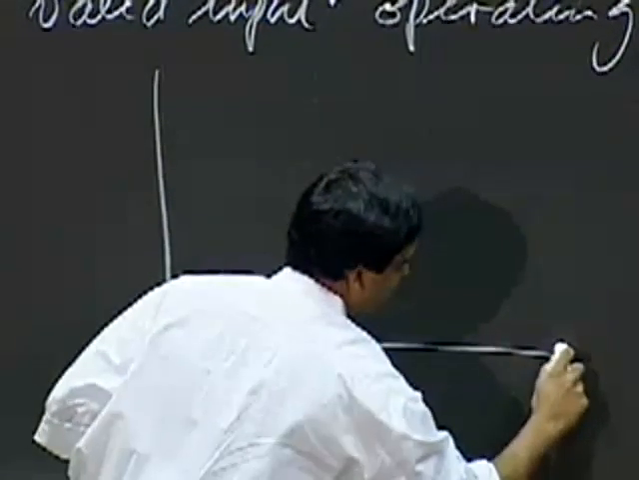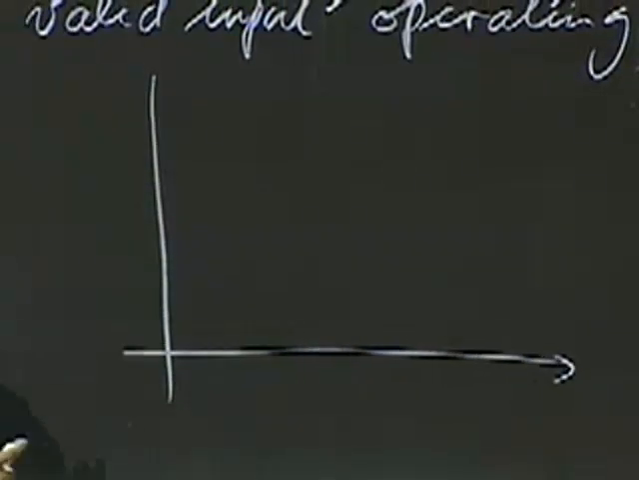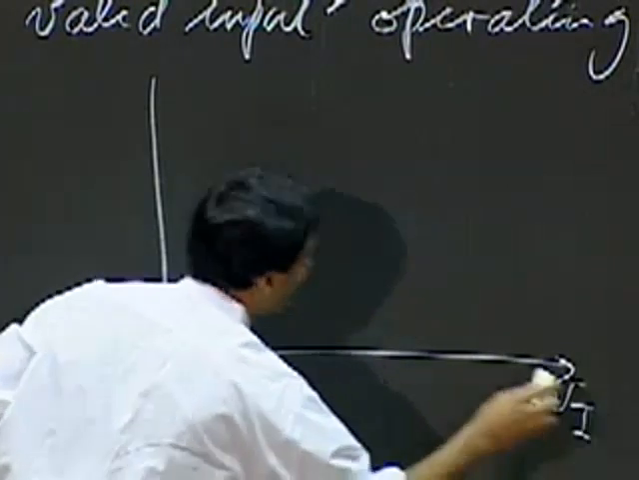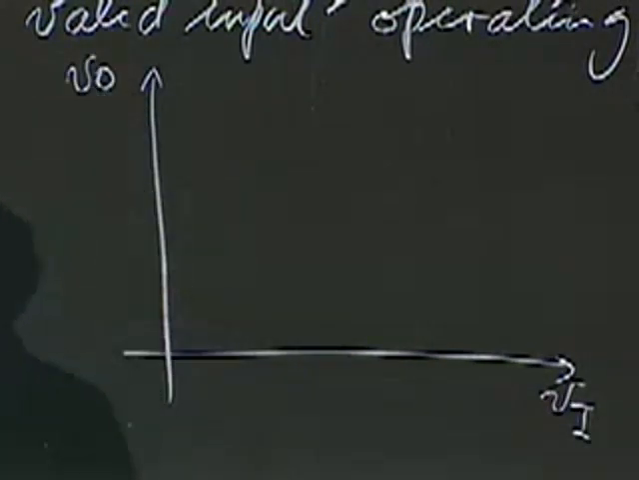So let's start with the intuitive part. So here's VI, VO. I'll use the transfer curve, V0 versus VI, to help build intuition here.